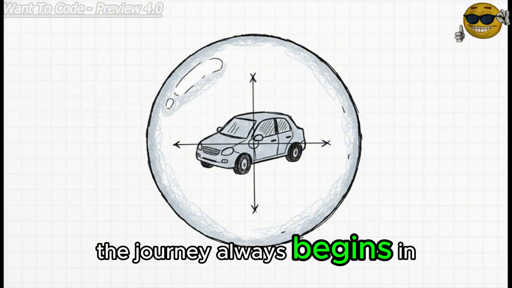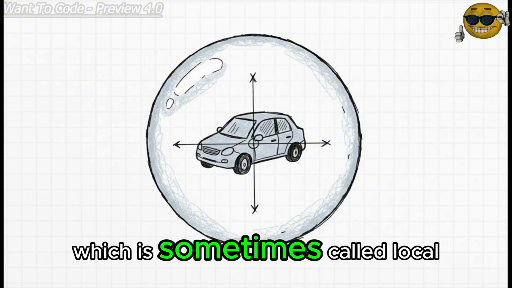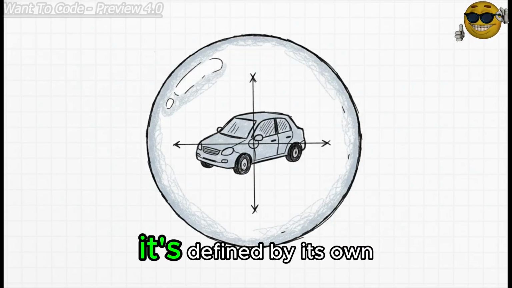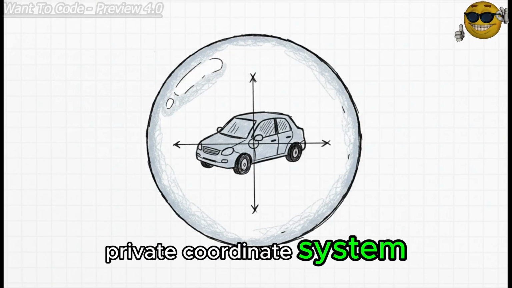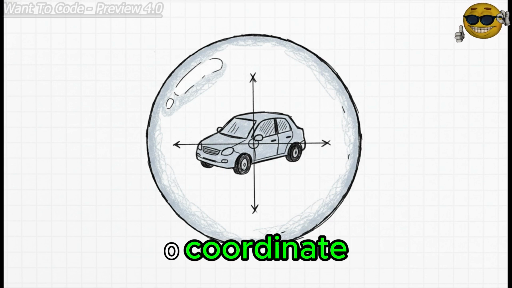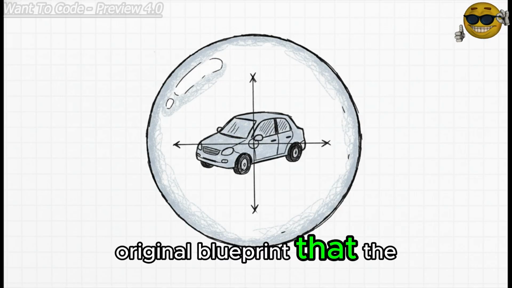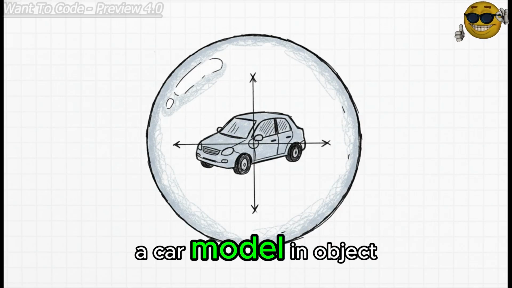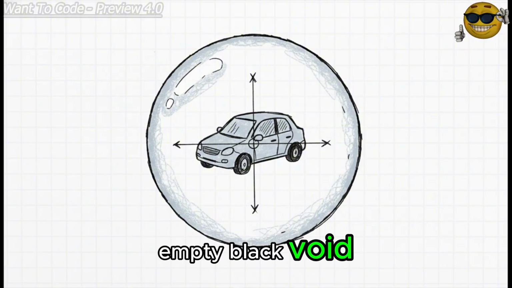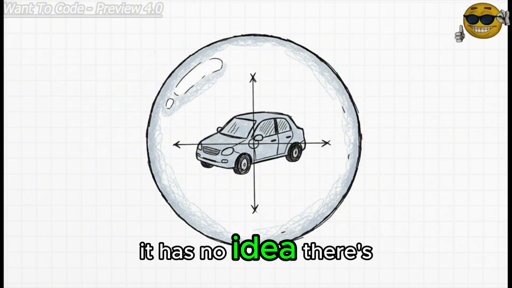The journey always begins in object space, which is sometimes called local space. And here, the model exists in a total vacuum. It's defined by its own little private coordinate system, and its center point is usually right at the origin, the 0, 0, 0 coordinate. Think of this as the original blueprint that the 3D artist made. A car model in object space isn't on a road somewhere. It's just floating in an empty black void, perfectly centered. It has no idea there's a world around it.